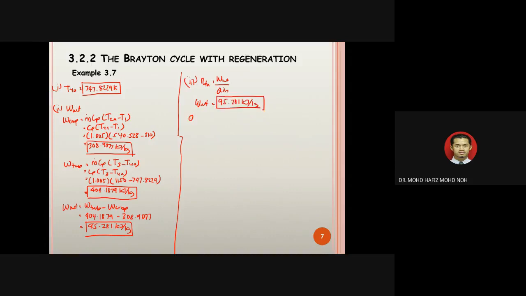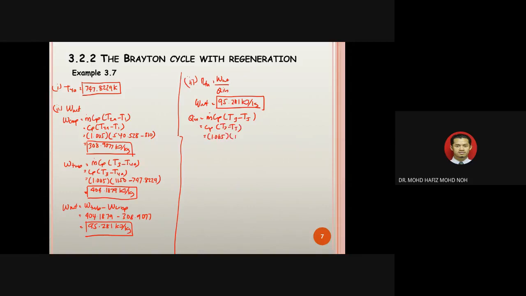Then you have to find the value of Q in. So Q in is equal to m dot Cp (T3 minus T5). Don't forget, when you have the regeneration, that means the Q in is between the temperature at the inlet of the turbine minus the temperature at the inlet of the regenerator. Since m dot is not given, we are just left with T3 minus T5. So you put the values.